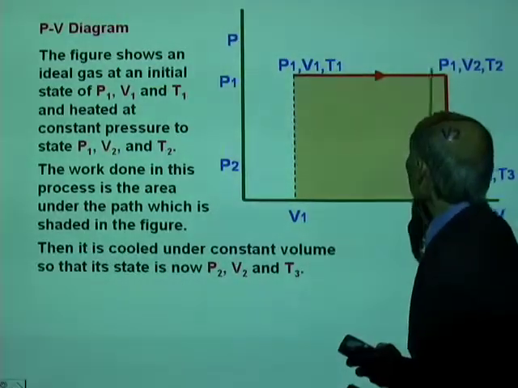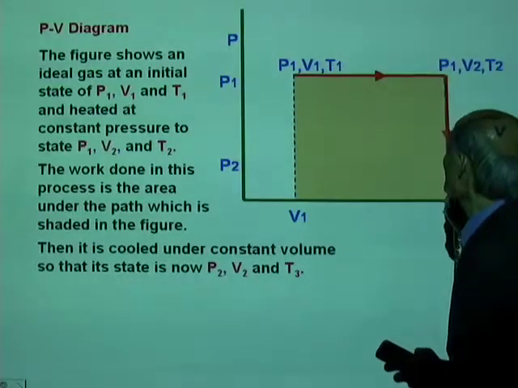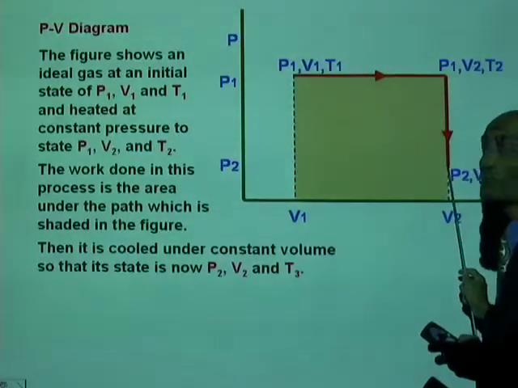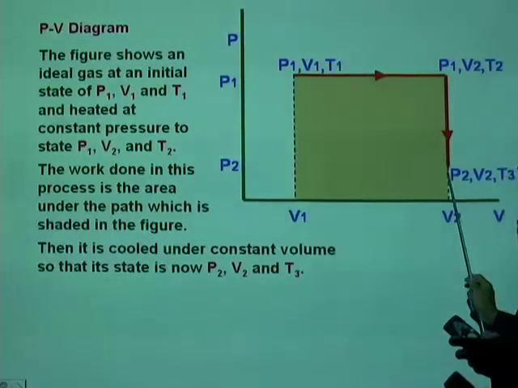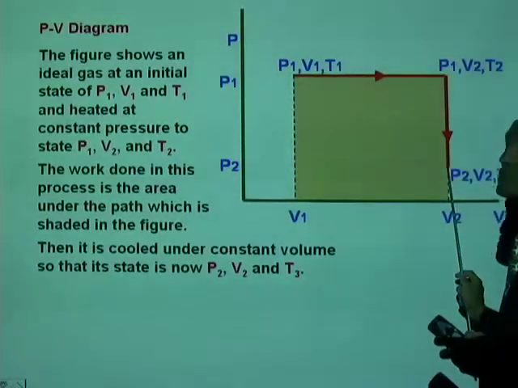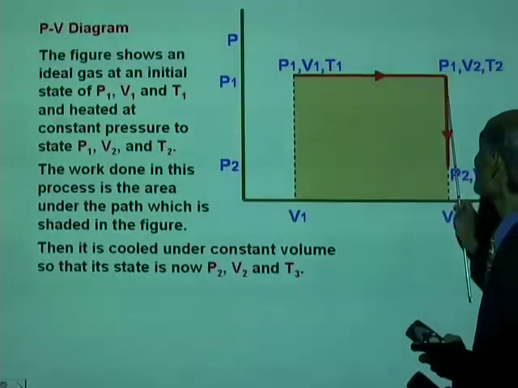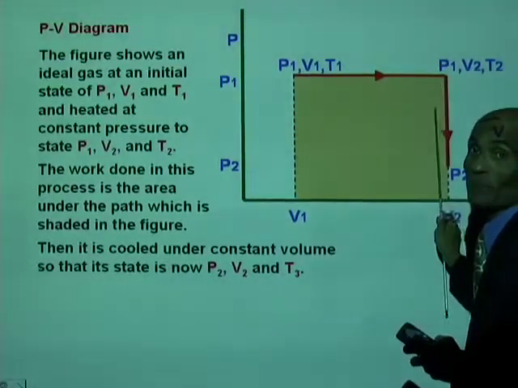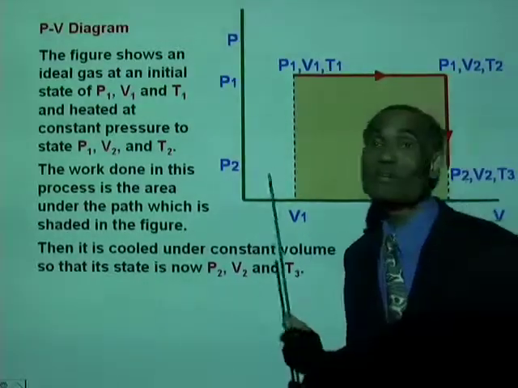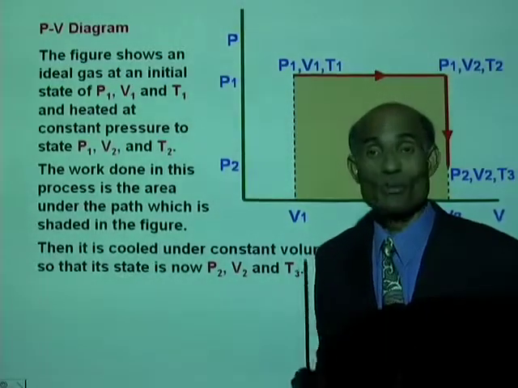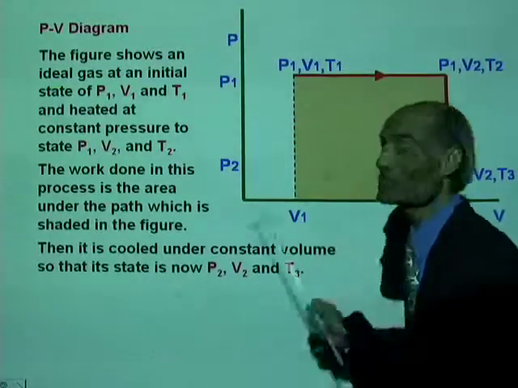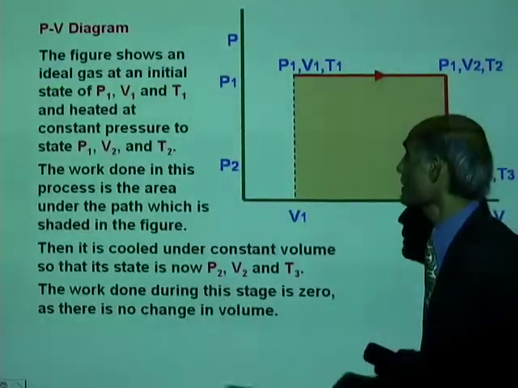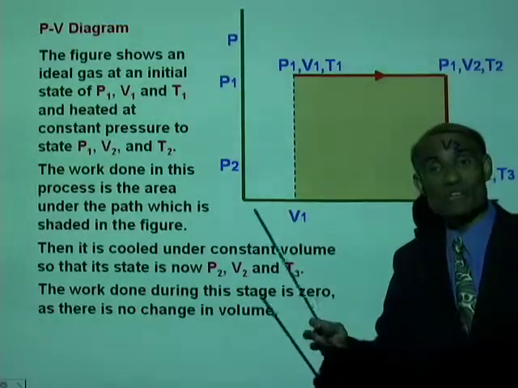Now, the gas is cooled under constant volume so that the pressure reduces to P2. The volume remains a constant and the temperature falls to T3. Tell me, what is the work done during this time, from state 2 to state 3? Well, there is no work done. Why? Because work is done only when the volume changes. Since there is no change in volume there is no work done. So the work done during this stage is 0.